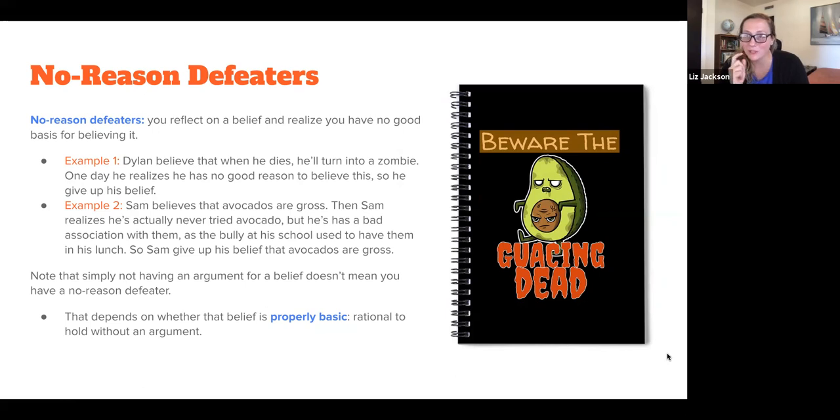Some people think perceptual beliefs can also be properly basic, or maybe the belief that I'm in pain if my leg hurts can be properly basic. I don't have to have an argument for these things to believe them. So even if I reflect on these beliefs and realize I don't have a good argument for one of these things that I believe, that doesn't mean I have a no reason defeater for it.